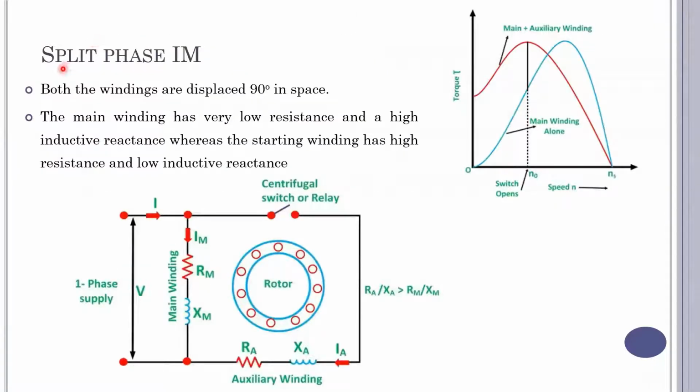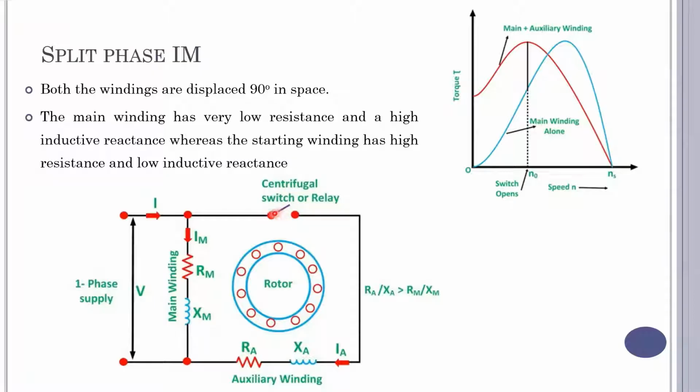Over to the first type of the single-phase induction motor, which is the split phase induction motor. The split phase induction motor has two windings. One acts as the main winding and the other acts as an auxiliary winding. Both the windings are displaced by an angle of 90 degrees by varying the resistance and reactance of every winding. The main winding is said to have a low resistance and high inductive reactance, whereas the auxiliary winding or the starting winding has high resistance and a low inductive reactance.